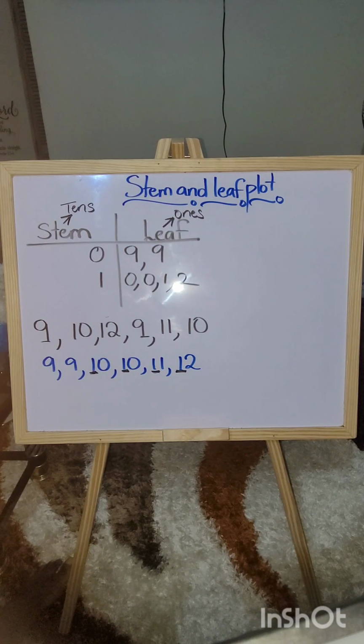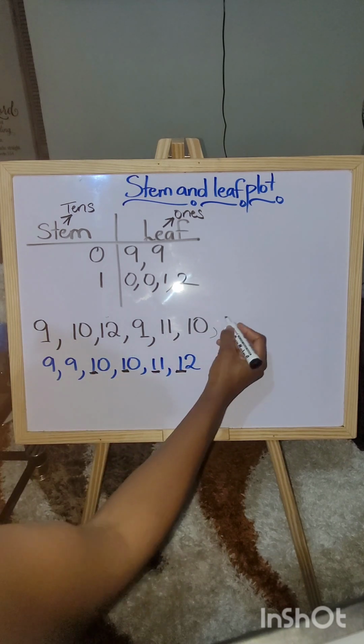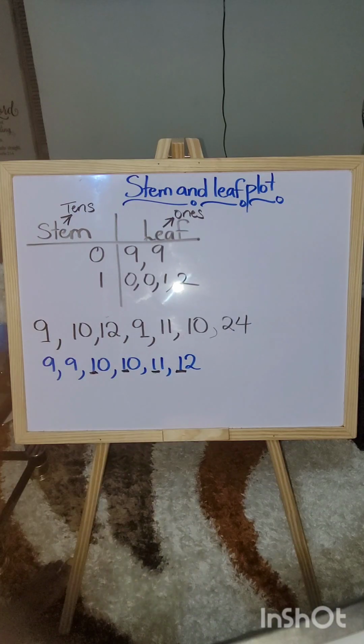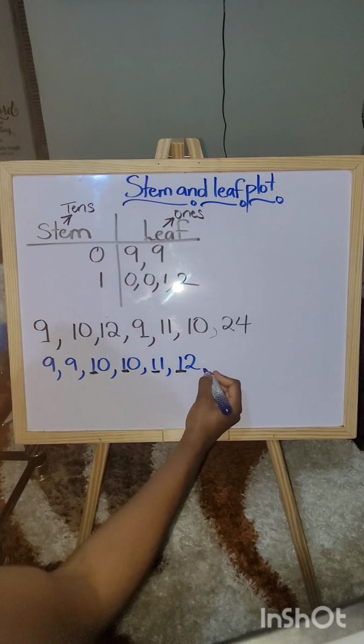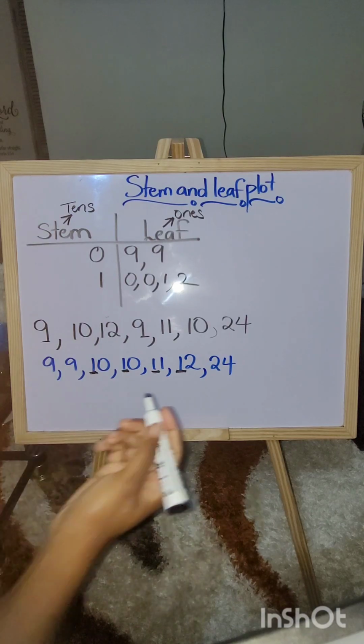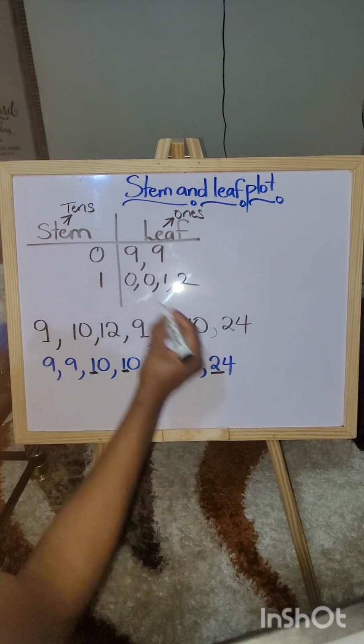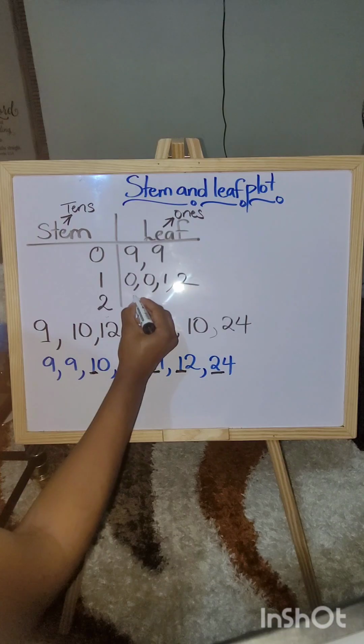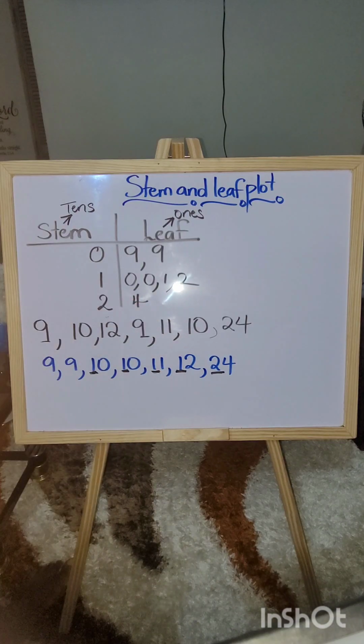Now, what if I had gone and added another number? What if I had added 24, for example? 24 would still be the last number if you put it in order. Since we have a new stem, which is 2, we add our new stem and we write our new leaf on that side. So it's basically splitting the numbers in 2. The first set of numbers goes to the stem, and the last set goes to the leaf.